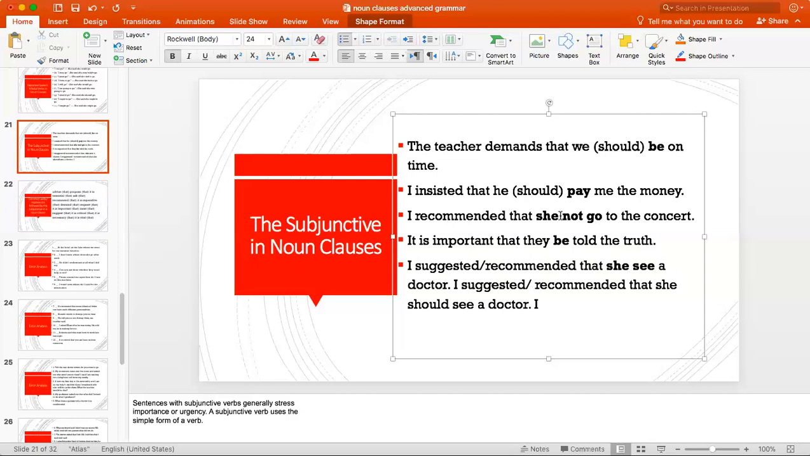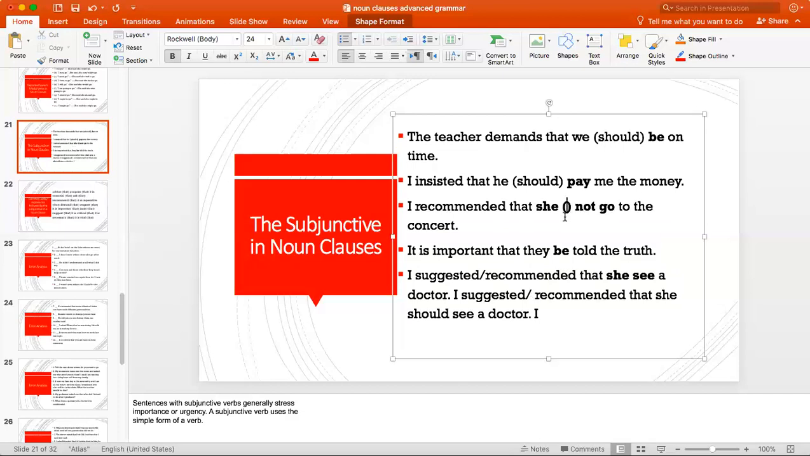And look at the negative. She recommended that she not go. We don't say she doesn't go. Wrong. Because remember, originally, there is what here? There is should that we delete in American English. That she should not go. I think should be clearer in this case. Here, when we use the subjunctive in noun clauses, we stress the urgency, the importance of something. The verb here in the subjunctive noun clauses is basically the base form of the verb. The base form, like be, like play, like study, like go, like visit.